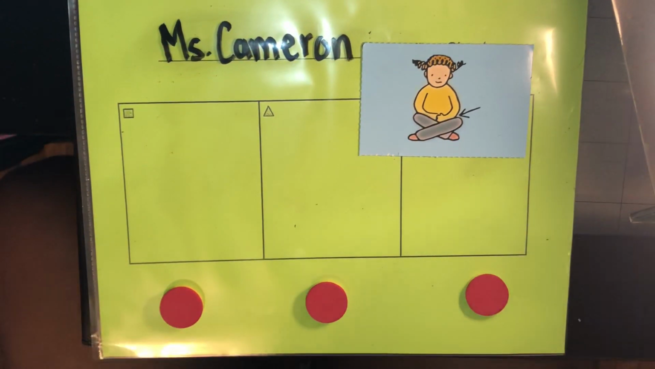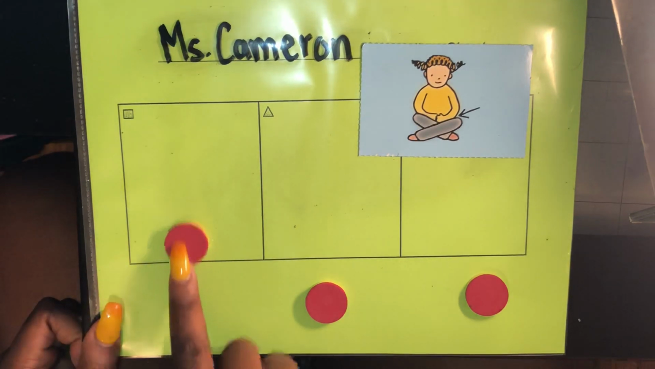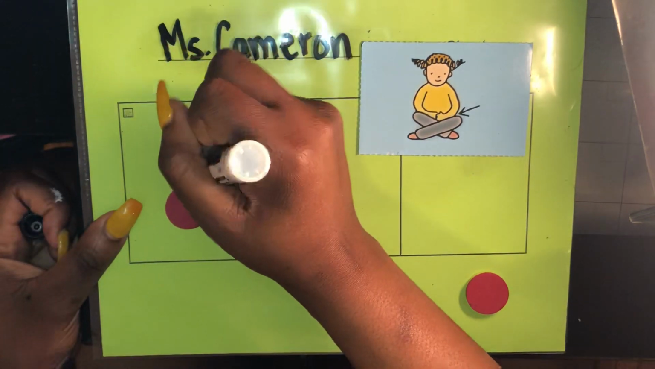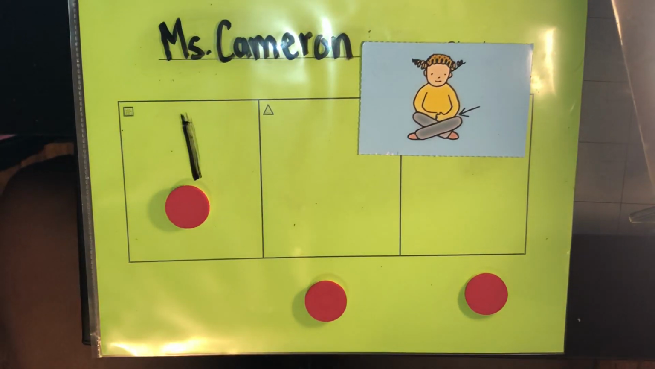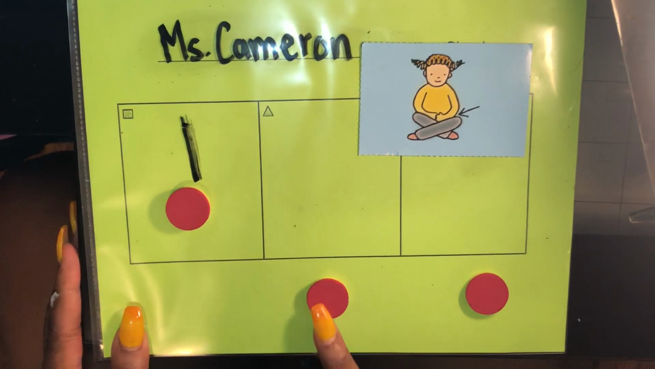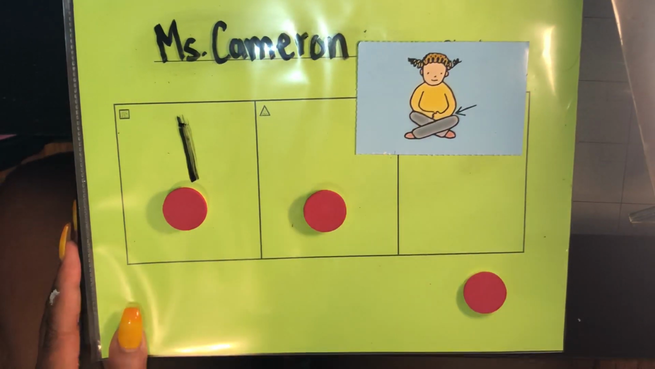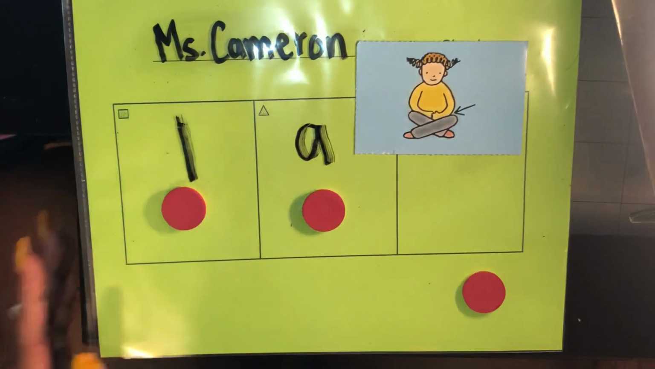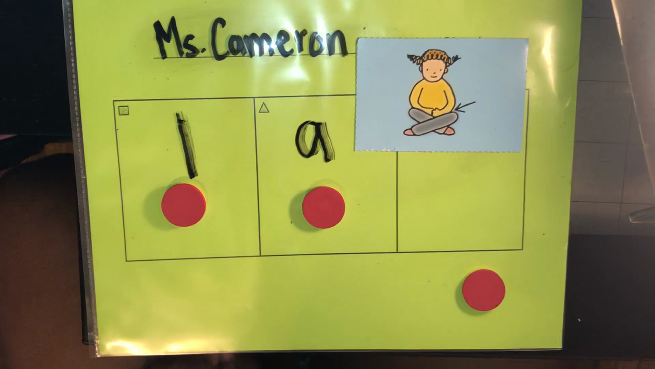Remember to think about what sound matches the letter. First, let's try this one. L. What letter do you think it is? Did you write the letter L? Yeah, because the letter L makes the L sound. Now let's try another one. La. Write it. Did you write the letter A? Yes, because A makes the A sound.